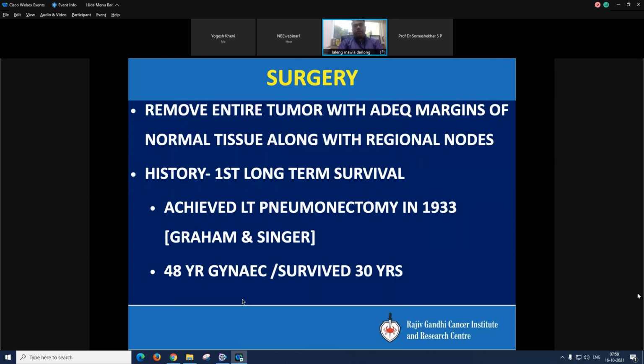So if we come to surgery, the basic principle of surgery in oncology is to remove the entire tumor with adequate margins of normal tissue along with the regional nodes. This is what we've been following. Historically, the first long-term survival of lung cancer was achieved with a left pneumonectomy in 1933 by Graham and Singer. They operated on a 48-year-old male gynecologist who went on to survive for 30 long years. And this is very commendable.